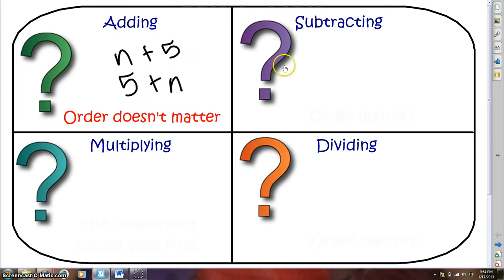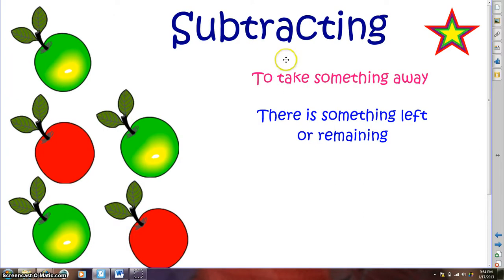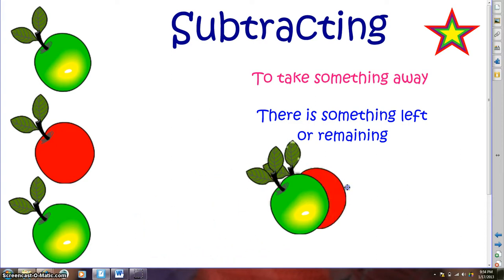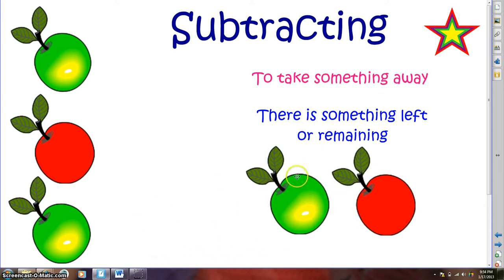When we think about what subtracting means, subtracting is the opposite of adding, so we're taking something away. So we're starting with a set, and we're taking something away. So I started with 5 apples, and I'm taking away 2 apples. That also means that there's something left. I have 3 left. So we start with a group, we take part away, and we have something left over.